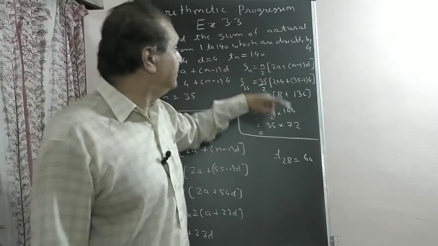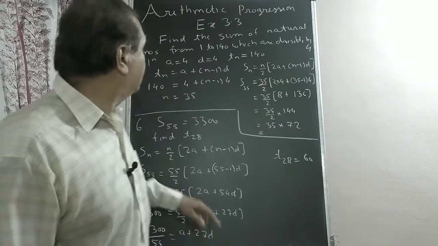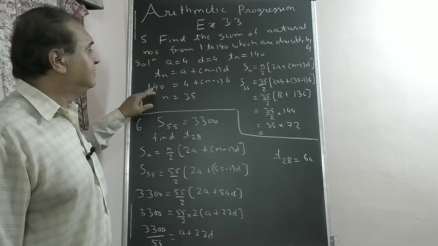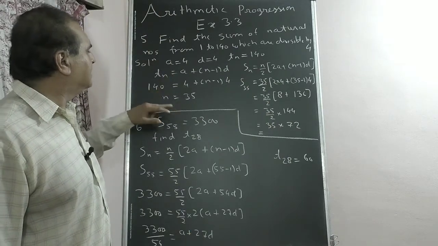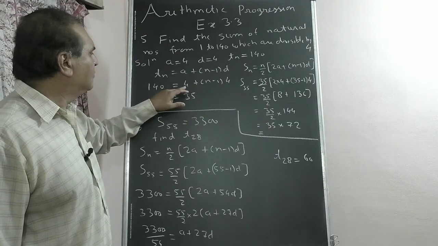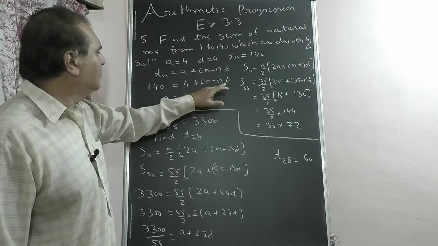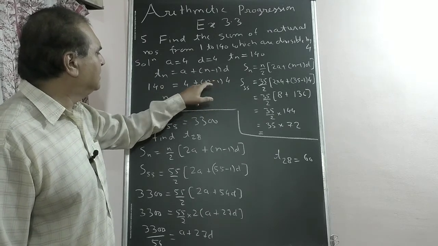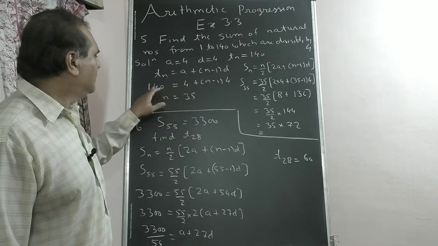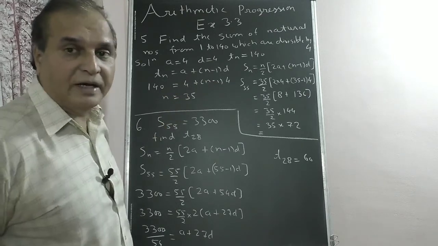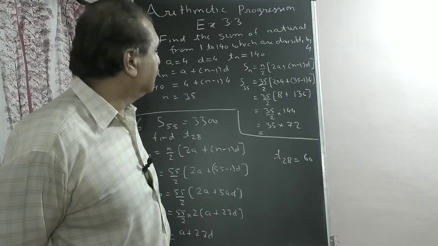Okay, so Tn is 140. From Tn you can find out what n is. Tn is A plus n minus 1 d. So 140 equals 4 plus n minus 1 into 4. 4n minus 4 plus 4, cut. 4n is 140, n equals 35. You got n equal to 35.